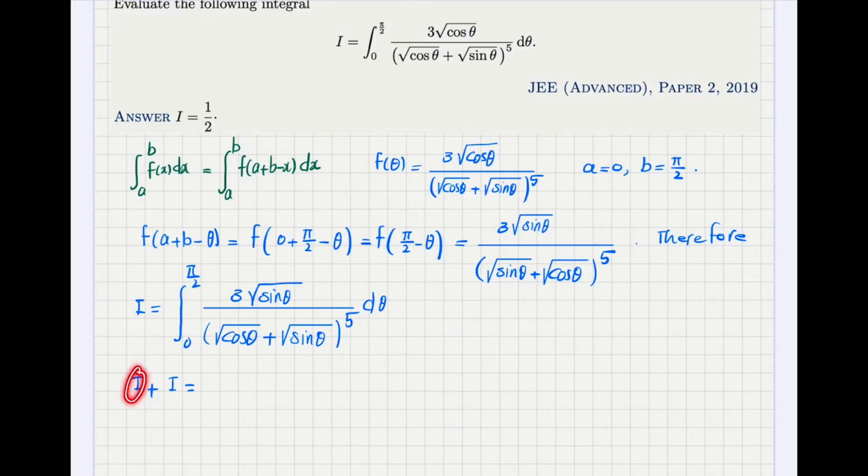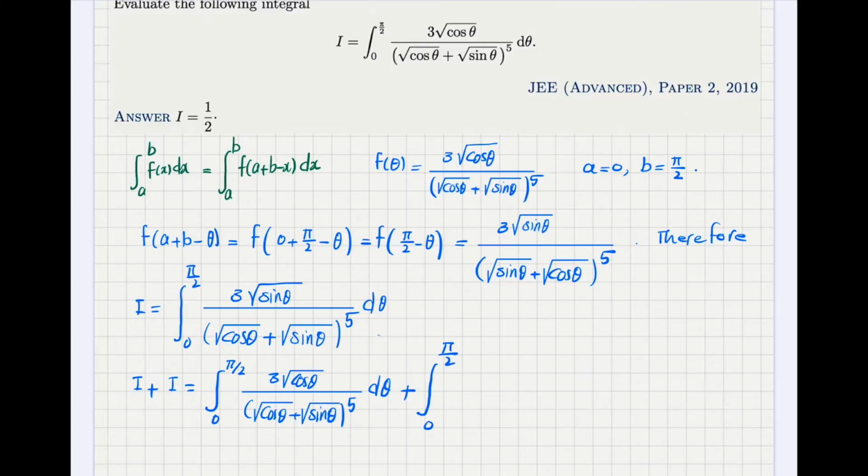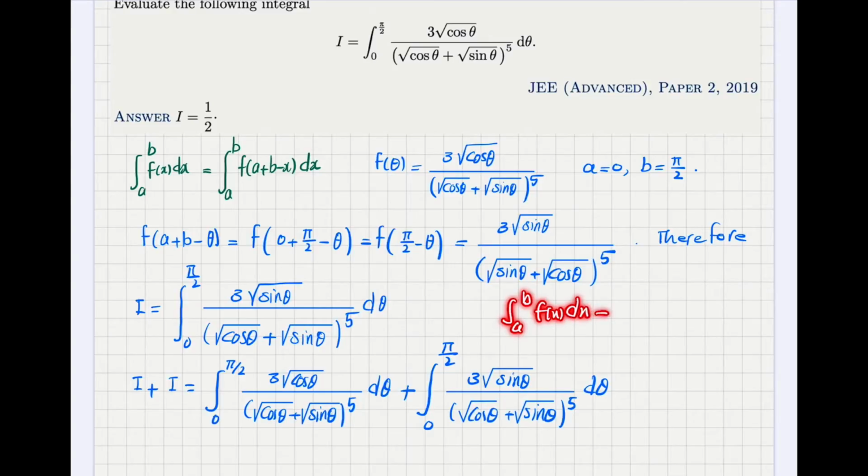instead of the first I, I plug this integral in, so this becomes the integral from 0 to pi over 2 of 3 square root of cosine theta over the quantity square root of cosine theta plus square root of sine theta to the power of 5 d theta, plus, for the second I, I replace it with the integral that I just found, which is the integral of 3 square root of sine theta over the quantity square root of cosine theta plus square root of sine theta to the power of 5 d theta. And of course you know that if I have the integral of f of x over the interval from a to b plus another integral over the same interval of g of x dx, then I can write the integral from a to b and simply add these two integrands, yes?